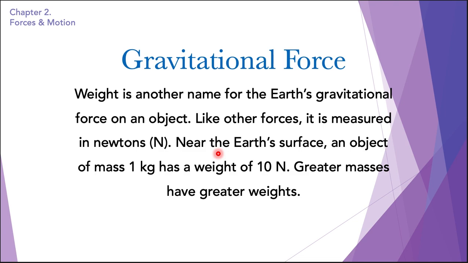So if it's a light object, then it would have less weight, and so the pull would be less. So that is how we use a spring balance to measure a downward pull of Earth. And weight in physics is measured in newtons. Weight is a force in physics. So near the Earth's surface, an object of mass 1 kg would have a weight of 10 newtons. The greater the mass is, the greater the weights are. So weight is kind of like another name for the Earth's gravitational force on an object.